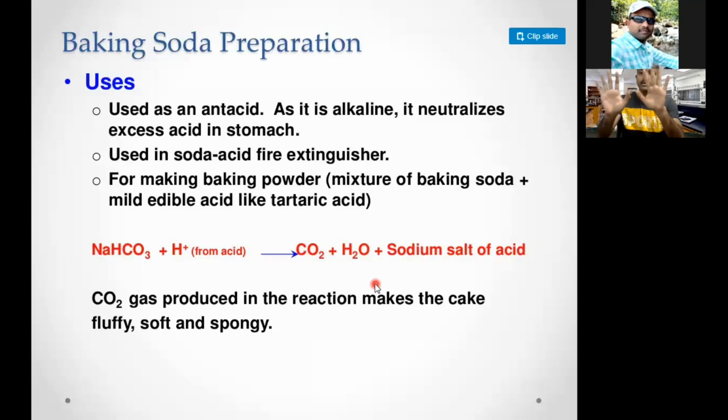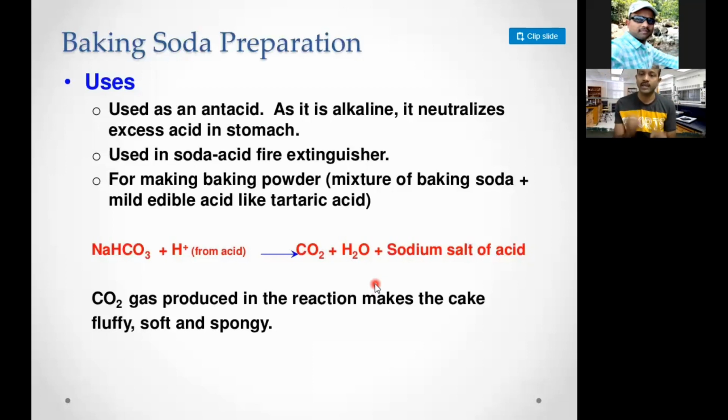So you keep it in the oven. Then what will happen after keeping it in the oven? Because of the heat, the CO2 trapped in the dough will escape from it. So in that place, some pores will form. Due to those pores, the cake becomes fluffy, soft, and spongy. In this manner, we use baking powder to make the cakes fluffy, soft, and spongy.